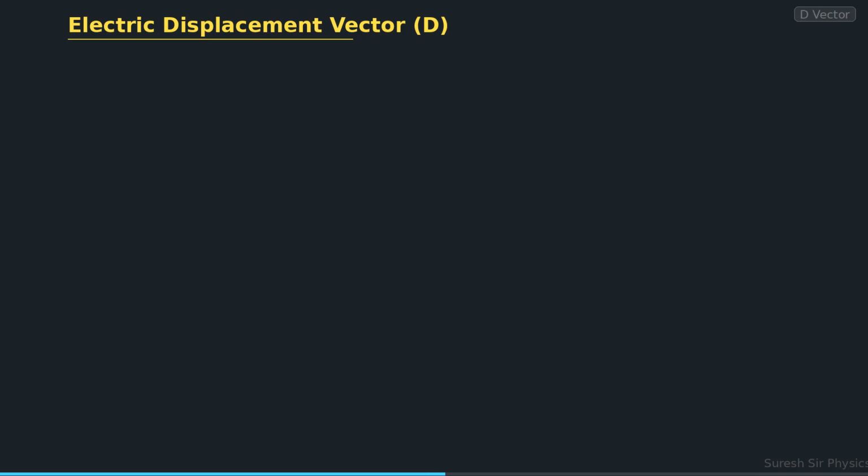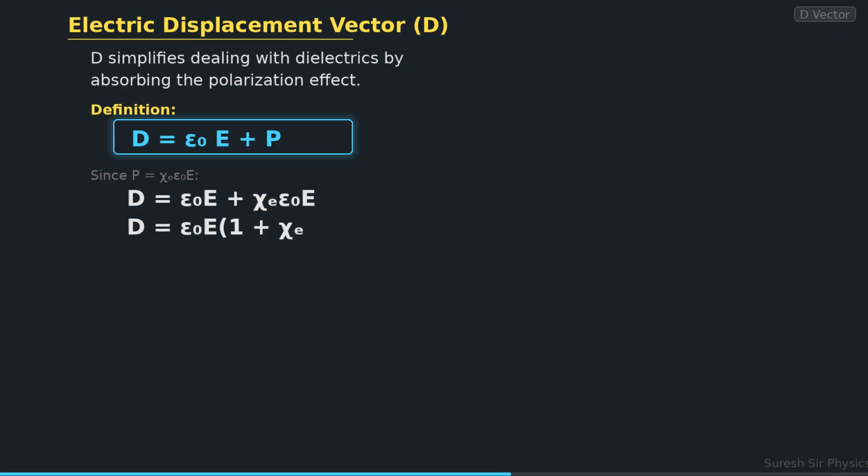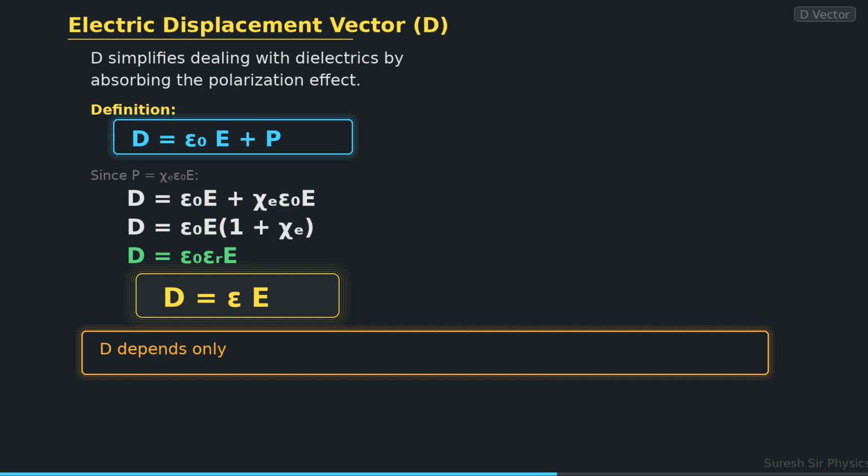Next, the important parameter, the electric displacement vector D. The displacement vector D simplifies dealing with dielectrics by absorbing the polarization effect. Defining relation: D equals epsilon naught E plus P. Since P equals chi E epsilon naught E, D equals epsilon naught E plus chi E epsilon naught E. D equals epsilon naught E times 1 plus chi E. D equals epsilon naught epsilon r E. D equals epsilon E. Key point: D depends only on free charges, while E depends on both free and bound polarization charges. This makes D much easier to use in Gauss's law for dielectrics.